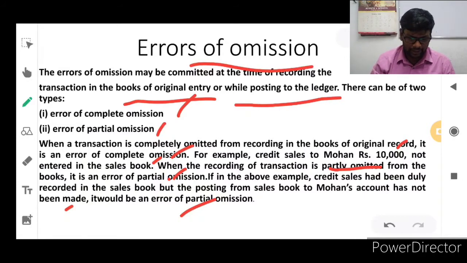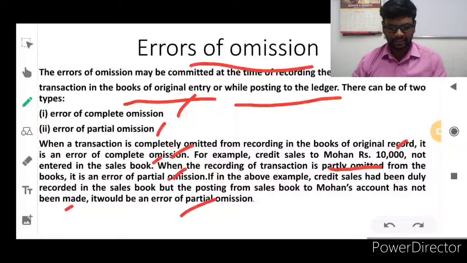Isn't it? So there can be two types of omissions. One is complete omission and the second one is partial omission. What is complete omission? Completely we leave that. Completely we did not write. Partial means the debit side we have written, the credit side we fail to write. Else the credit side we have written, the debit side we fail to write.